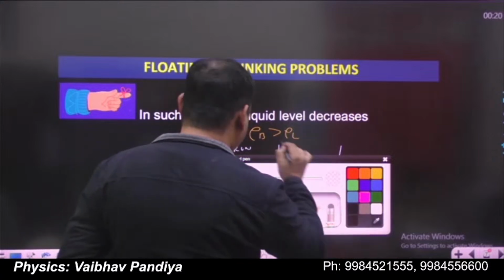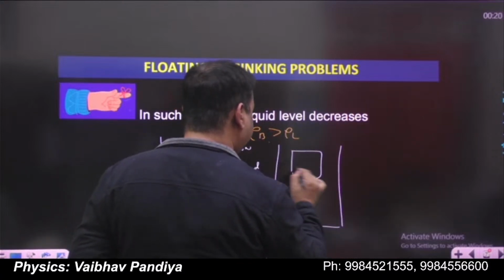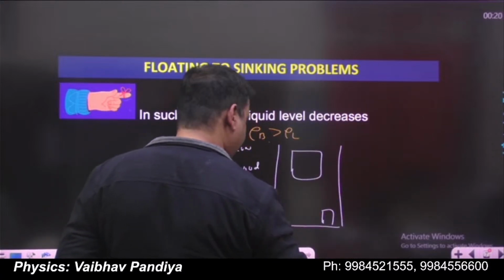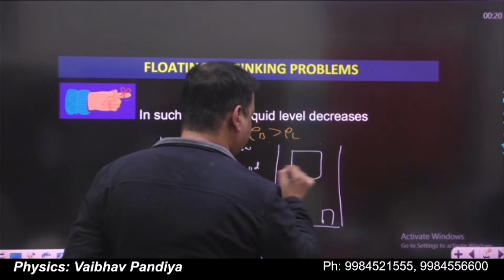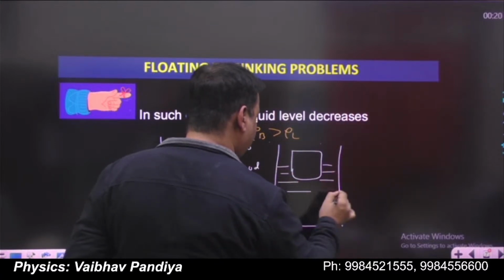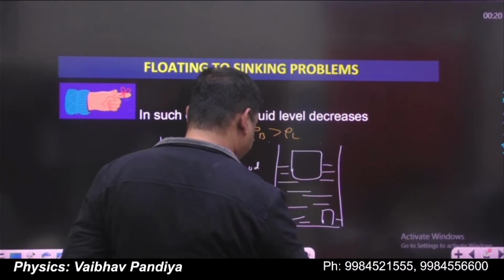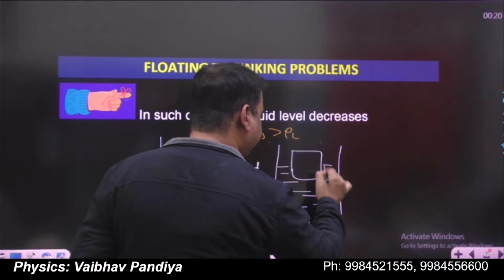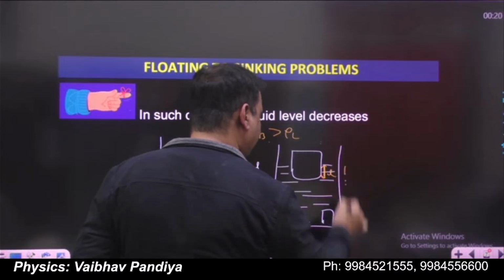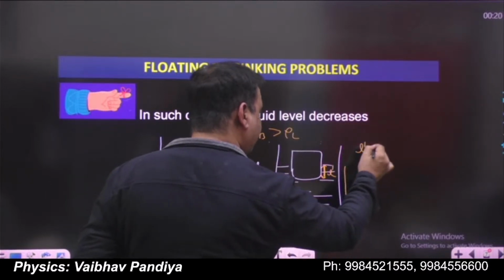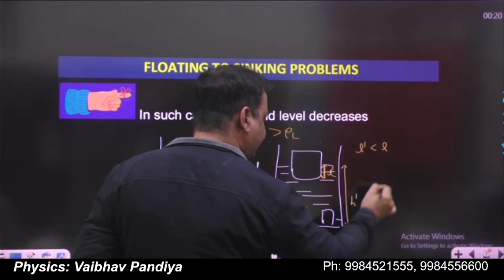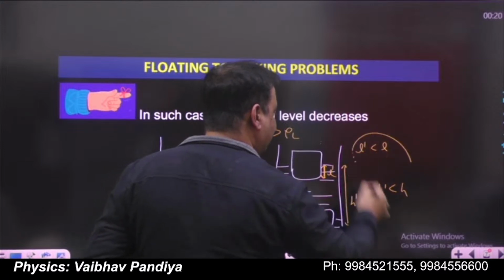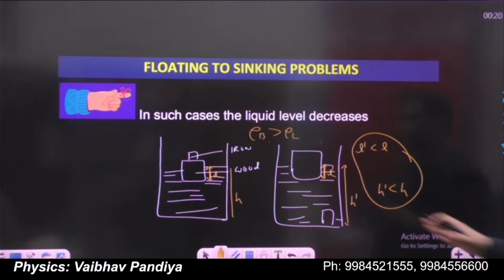Now what you did, you removed the iron and you have thrown the iron, same block, in the same container. So what will happen? Remember two things. In this case, both this level L, say L dash, will be less than L, and this H dash will be less than H. Both the levels will decrease. So you just keep this as a fingertip point.